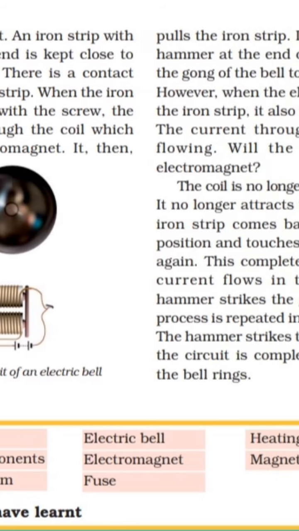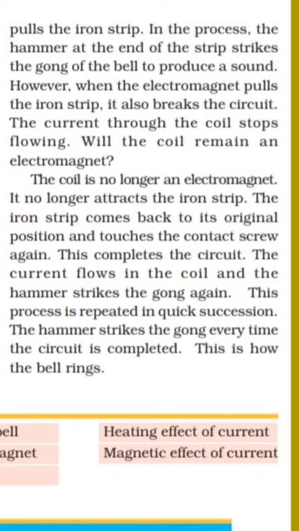The coil is no longer an electromagnet. It no longer attracts the iron strip. When it is converted into an electromagnet, at that time only it attracts the iron strip. The iron strip comes back to its original position when the current supply is stopped, and touches the contact screw again, and this completes the circuit.